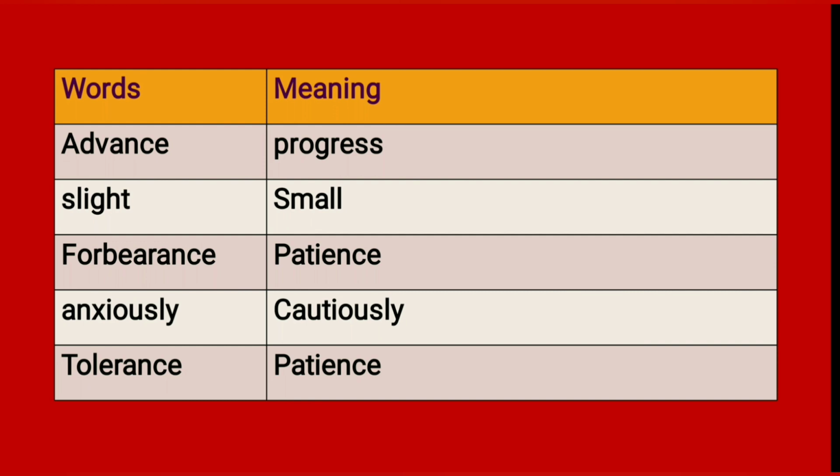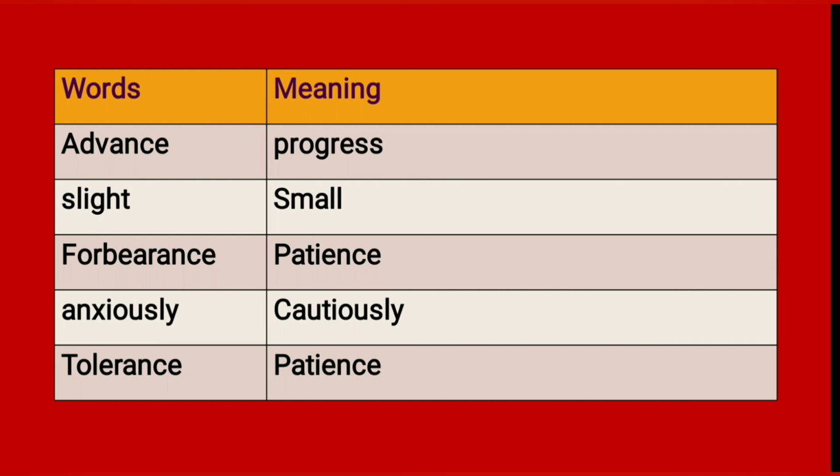So, before discussing the text, let's go through the glossary words first. First word given here is advance. Advance means progress, especially in your knowledge of something. To advance an event or the time or date of an event means to bring it forward to an earlier time or date. Next word is slight. Slight means small. Next, third word is forbearance. Forbearance means patience. That means to tolerate something or someone.